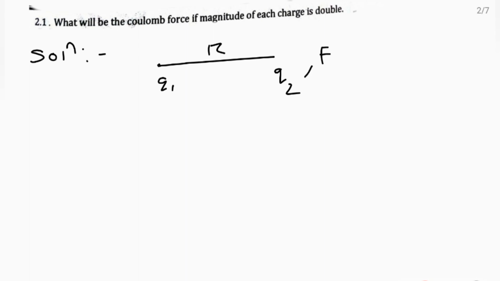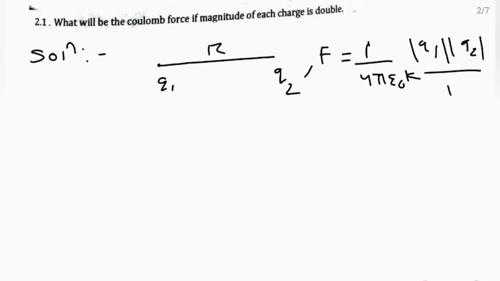So first question: what will be the Coulomb force if the magnitude of each charge is doubled? So solution. Suppose initially there are 2 point charges Q1, Q2 separated by a distance r. Then what will be the Coulomb force? We know the formula: F equal to 1 by 4 pi epsilon k, modulus Q1 into modulus Q2 by r square. So this will be equation 1.